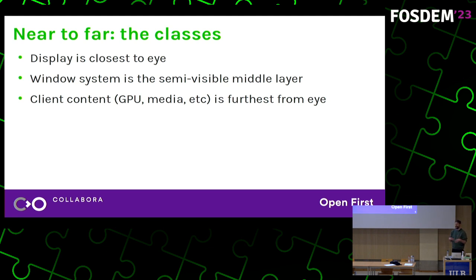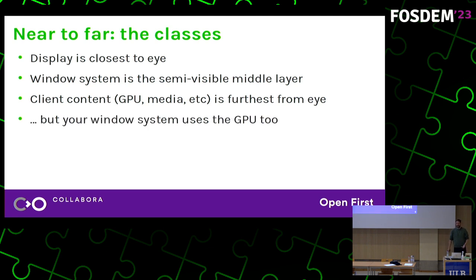In between, just underneath the display, controlling the display and determining what should be shown, we have the window system layer, so that's your Wayland. It can be X11, but we don't talk about that. And then at the very back end, at the upstream side, you've got the clients, which are actually presenting the thing that you want to show.